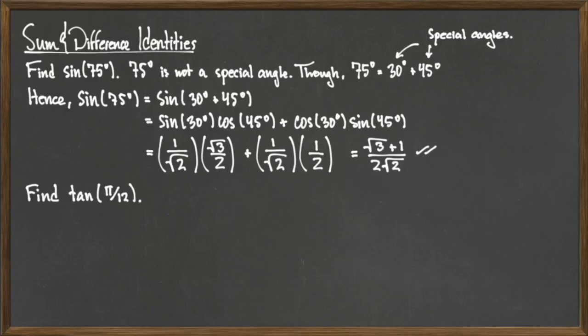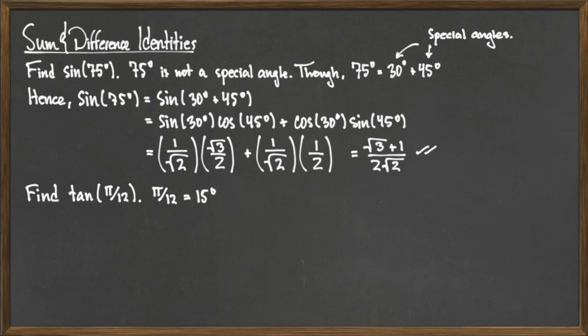In a similar spirit, let's look at the tangent of pi over 12. Obviously, pi over 12 is not a special angle, and the difference here is that it's a little bit harder to represent a fraction as a sum or difference of other fractions because those have a few more moving parts to them. So the trick here will be to take pi over 12 and convert it to degrees, and we'll find that pi over 12 is equal to 15 degrees.